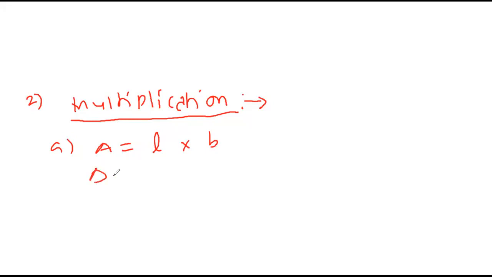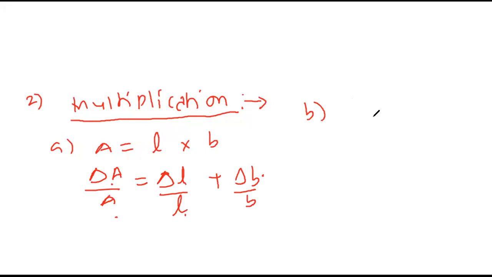तो ये delta A upon A is equals to delta L upon L plus delta B upon B. Delta means error. This delta A is error, delta L is error, delta B is error, A is original. So if mass is to be found out, we know it is density into volume. So I can say delta M upon M is delta rho upon rho plus delta V upon V.